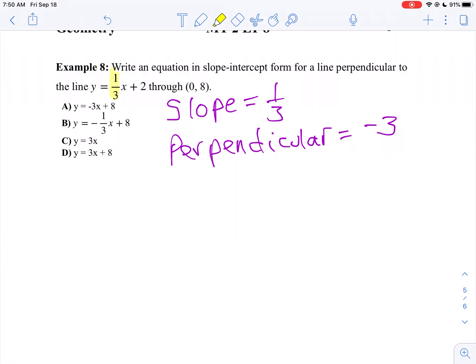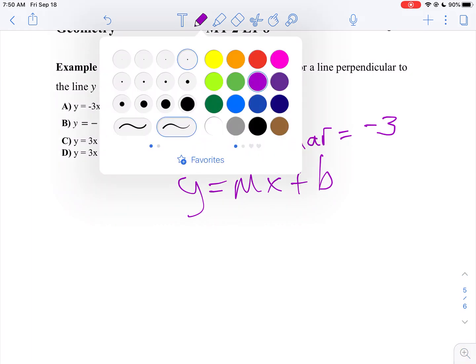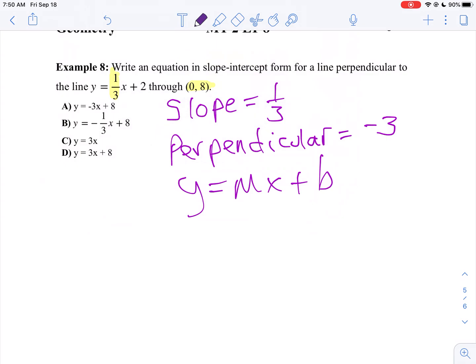Notice they told us the y-intercept. I can write this in slope-intercept form straight up. So y equals mx plus b. Since x is 0, that's my y-intercept. So I'm just going to replace m and b in my equation. So y equals, my slope is -3x. My y-intercept is 8. So y equals -3x plus 8 would be choice A in this multiple choice problem.